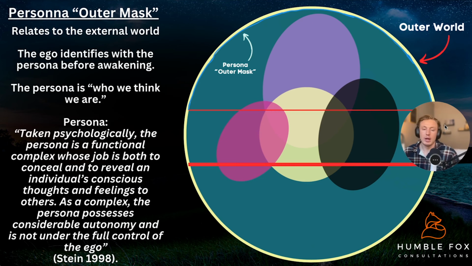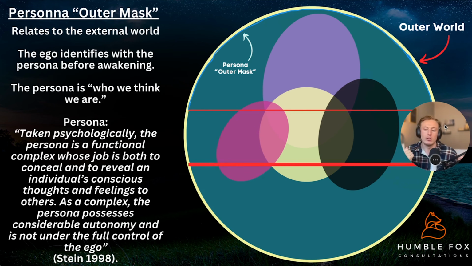But just understand that the ego is not the aspect of persona. The ego has access to the persona, but the persona is its own thing. And the persona is actually what is known as a complex. And one aspect of a complex is that a complex is autonomous, meaning that it is running on its own to some capacity. The ego has its own ability to control parts of the persona.